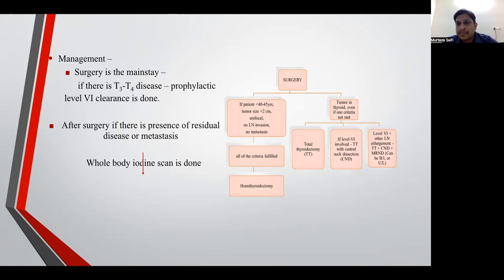If level 6 is involved, then total thyroidectomy with central neck dissection should be done, or level 6 plus lymph node enlargement: total thyroidectomy, central lymph node dissection, and regional lymph node dissection, which may be bilateral or unilateral. If there is further metastasis, you can go for bilateral lateral metastatic regional lymph node dissection. So this is the management part.